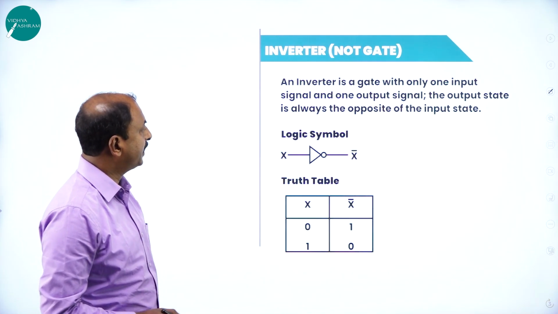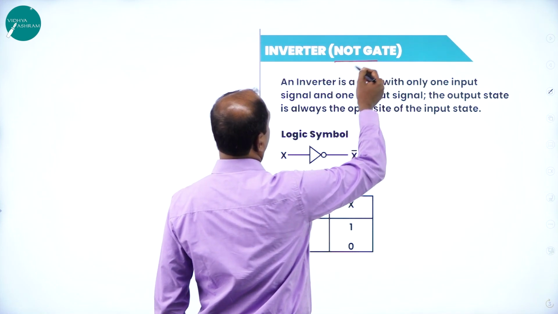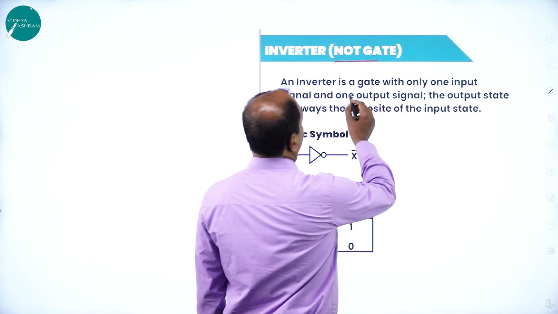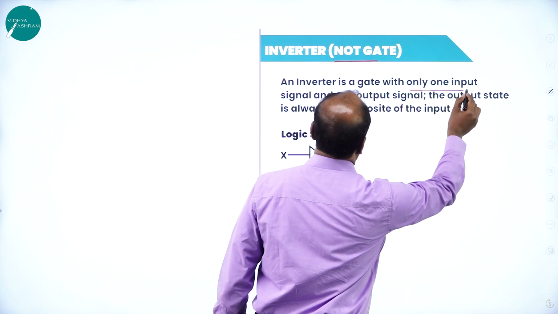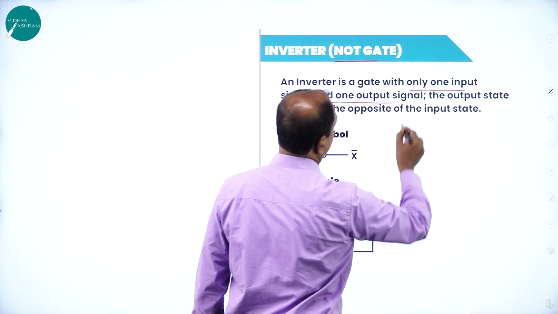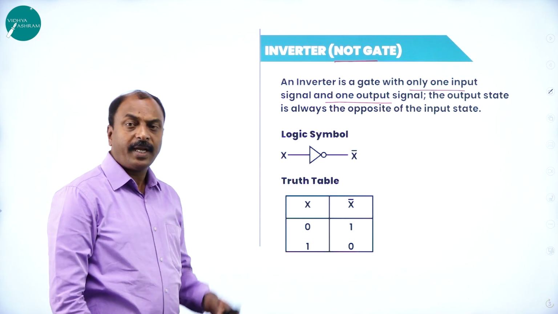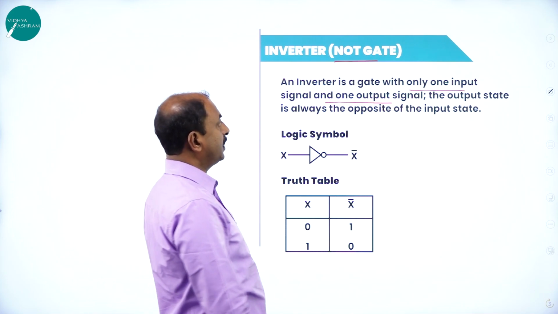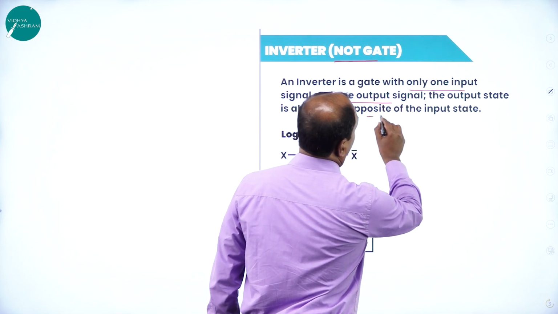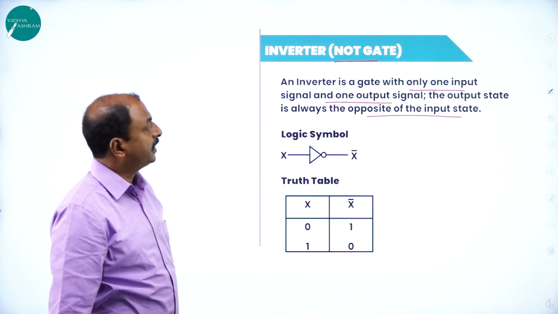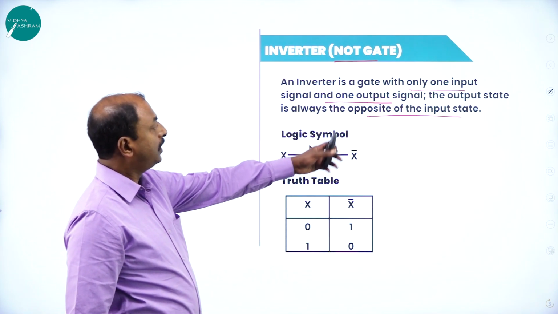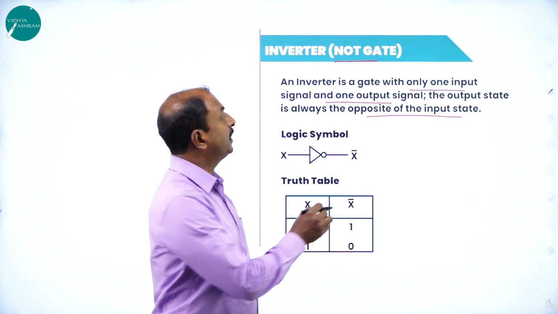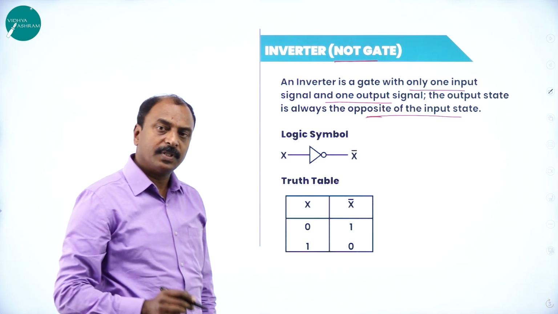In the next slide, let us see what an inverter gate or NOT gate is. The definition: an inverter is a gate with only one input and always only one output signal. The output state is always the opposite of the input state. That is the definition of the NOT gate. The output is always the opposite or inverse of the input signal.